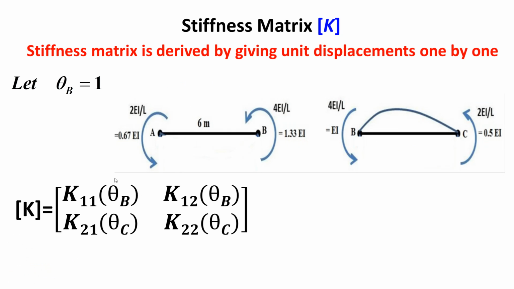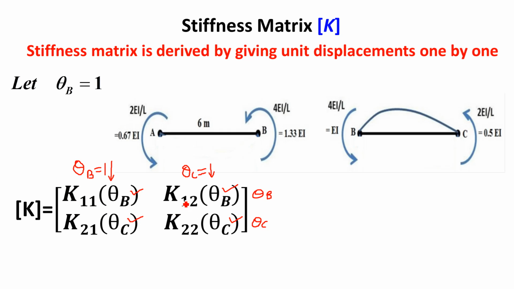Now first understand, when you rotate joint B, how to frame the stiffness matrix. This I already explained. First column of the stiffness matrix you will get from the first figure when you give the unit displacement, that is theta B equal to 1, and second column you will get from theta C equal to 1. Right? Our unknowns are theta B and theta C. Two unknowns. So first coefficient K11 is corresponding to first unknown, that is theta B, and second coefficient is corresponding to second unknown, that is theta C. In both the columns, first unknown is corresponding to theta B and second unknown is corresponding to theta C.